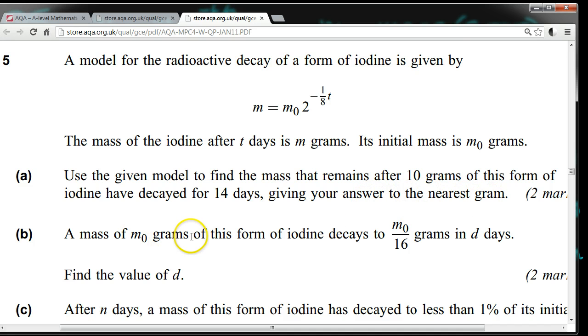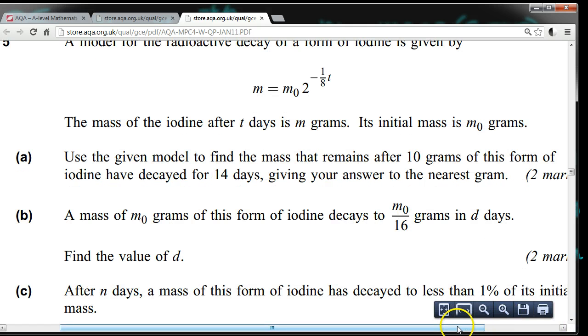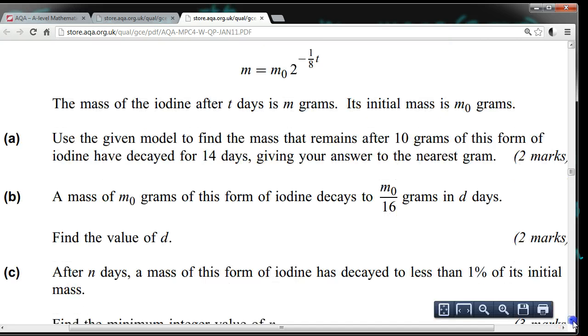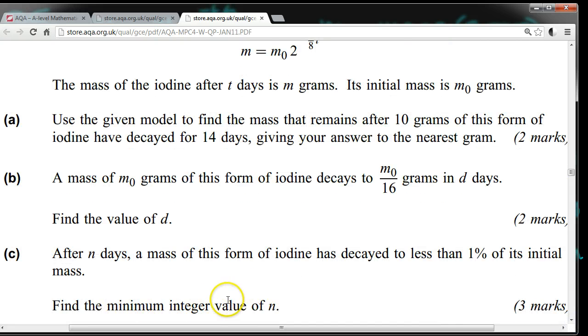A mass of m0 grams of this form of iodine decays to m0 over 16 grams in d days. Find the value of d. After n days, the mass of this form of iodine has decayed to less than 1% of its initial mass. Find the minimum integer value of n.